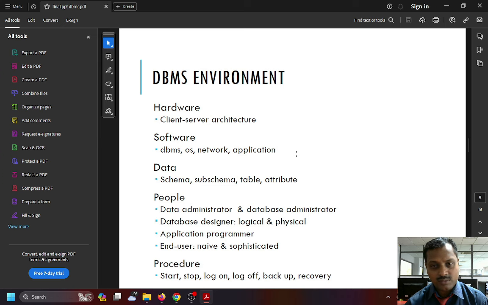So what exactly you require in the DBMS environment is, obviously, hardware. You require a client server architecture, and when it comes to software, you require a DBMS, the operating system, the network and applications.